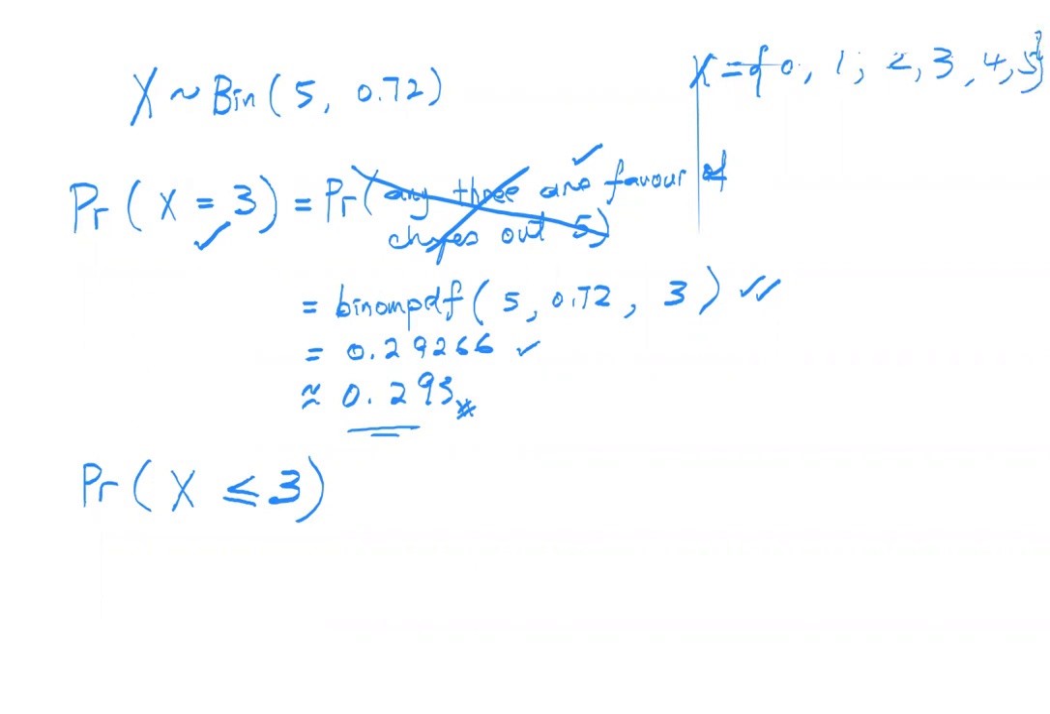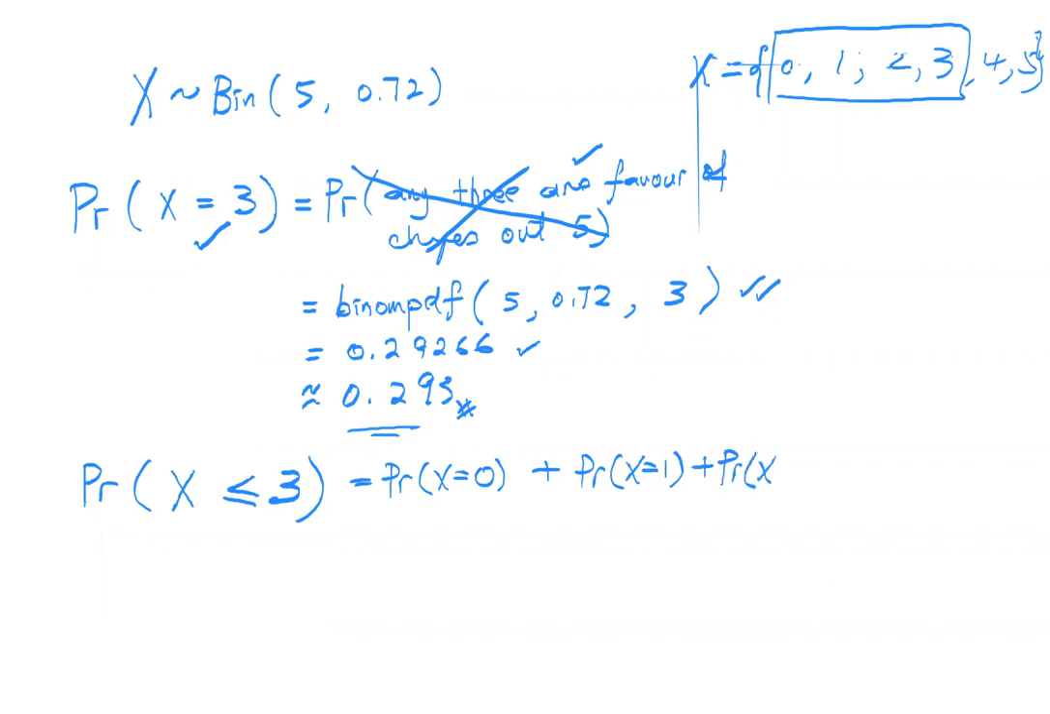It means I want here. Am I right? So it means that probability of X equal to 0 plus probability of X equal to 1 plus probability of X equal to 2 plus probability of X equal to 3. So for this case, am I going to use binom PDF 1 by 1? Or is there any better way of doing it?